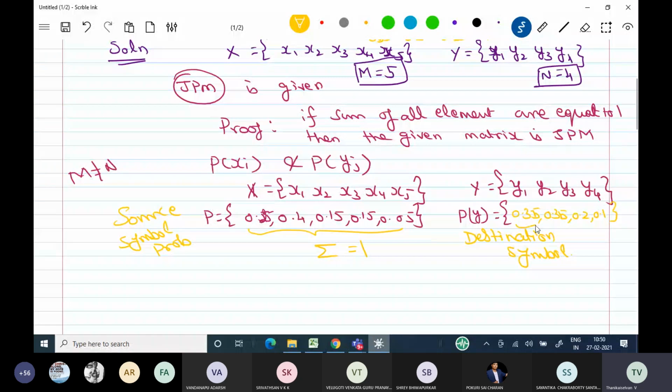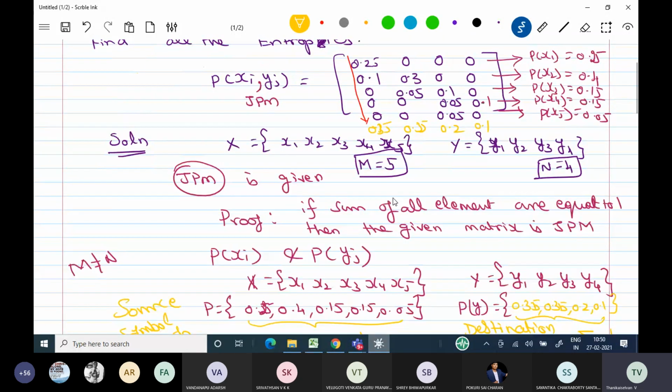Here also add all the values. Adding all the values, the answer must be equal to 1. If it is not equal to 1, it means we have made a mistake in the calculation, otherwise the matrix is wrong. Sometimes I have made this mistake in the examination, in the FAT exam.